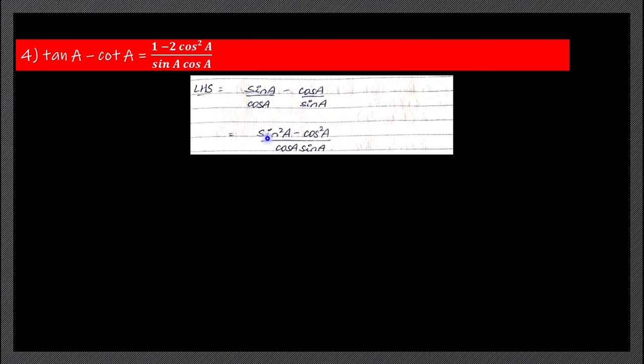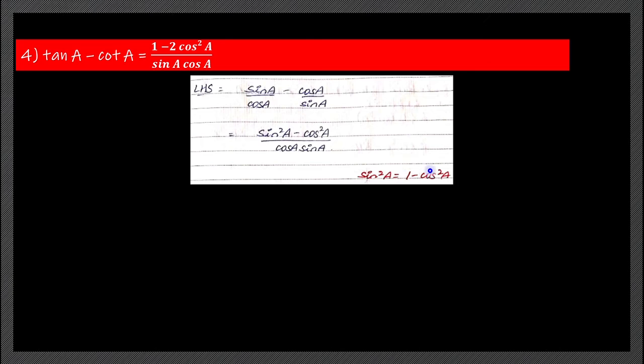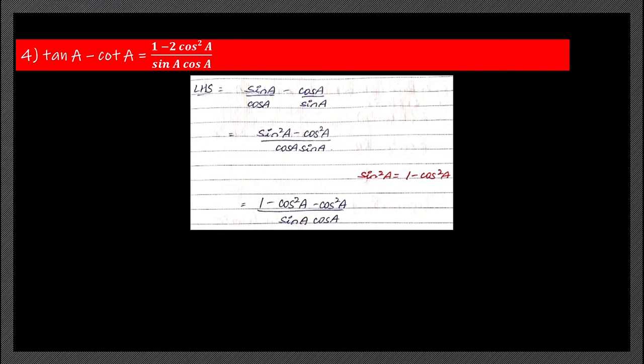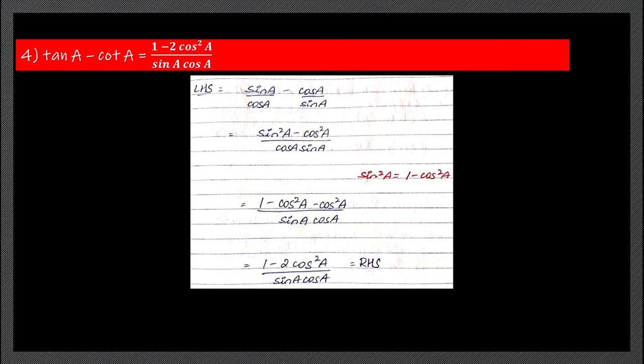So coming to the numerator, what is there at the numerator? It's only in terms of cos. So sine square A can be written as 1 minus cos square A. So henceforth (1 minus cos square A minus cos square A) divided by sine A cos A will be (1 minus 2 cos square A) divided by sine A cos A, which is the expected result at RHS. Quite simple problems, only if you understand the concept of trigonometry.